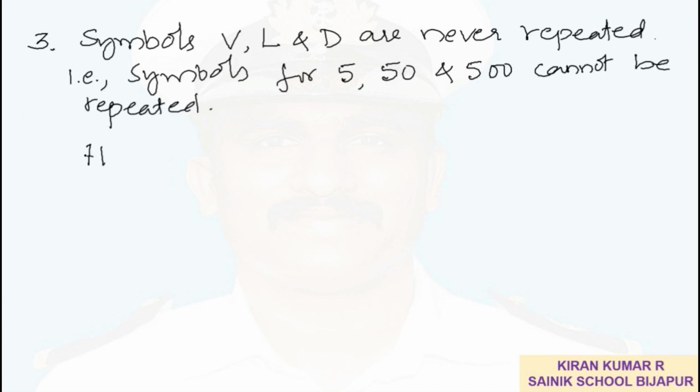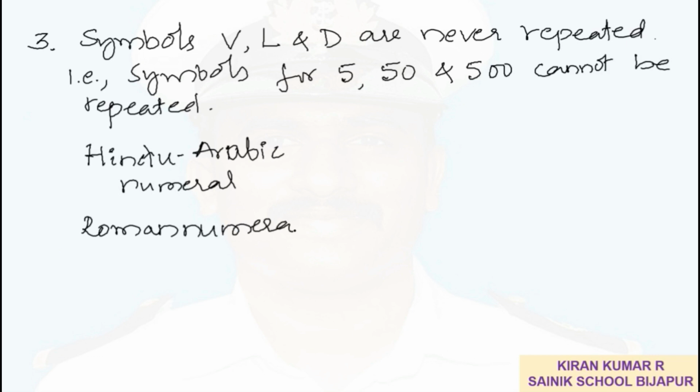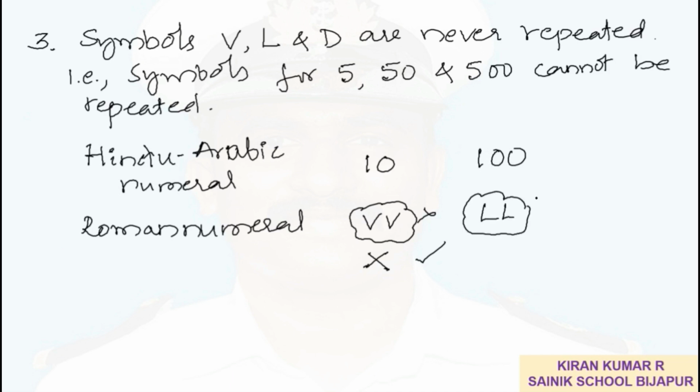I'll make it more clear with this difference with the symbols. Let me mention Hindu-Arabic numeral and respective Roman numeral. In Hindu-Arabic numeral, if there is a number 10, it should not be written as VV. This is a wrong way of writing 10. Instead, we use another symbol, X, for writing 10. In the same way, 100 is not written as LL. We use the letter C for writing 100. Same way, 1000 cannot be written using D 2 times. We use the letter M for representing 1000.